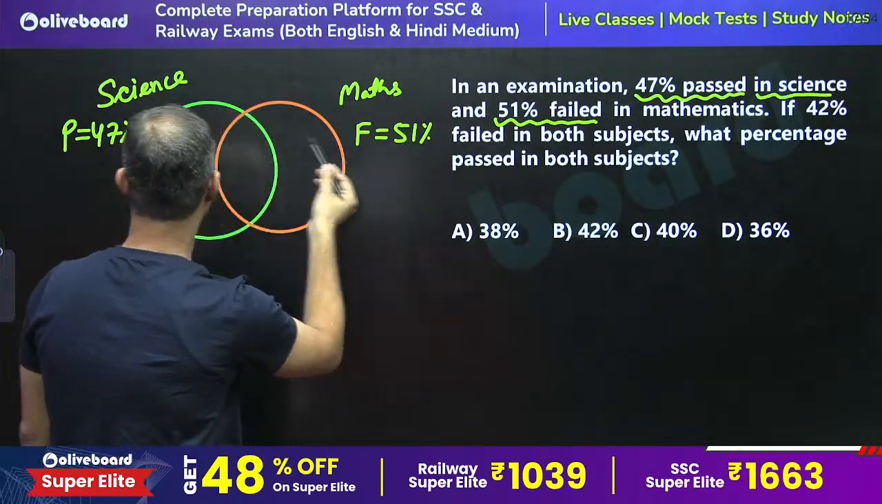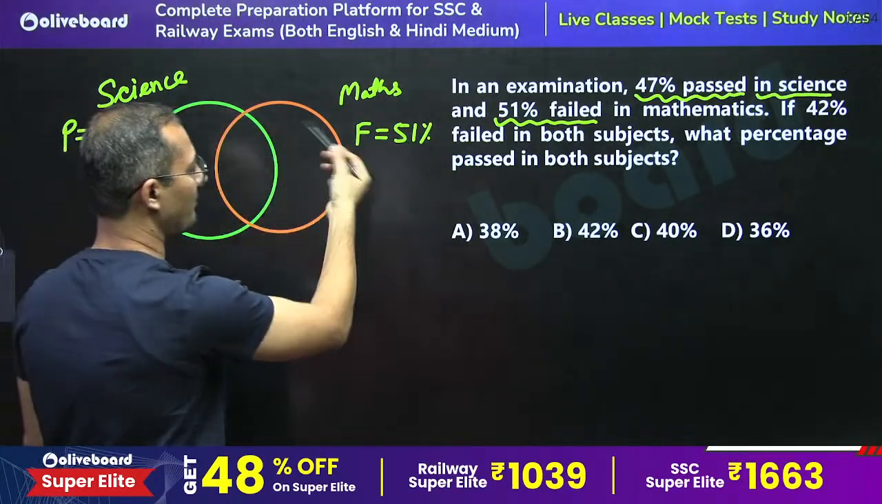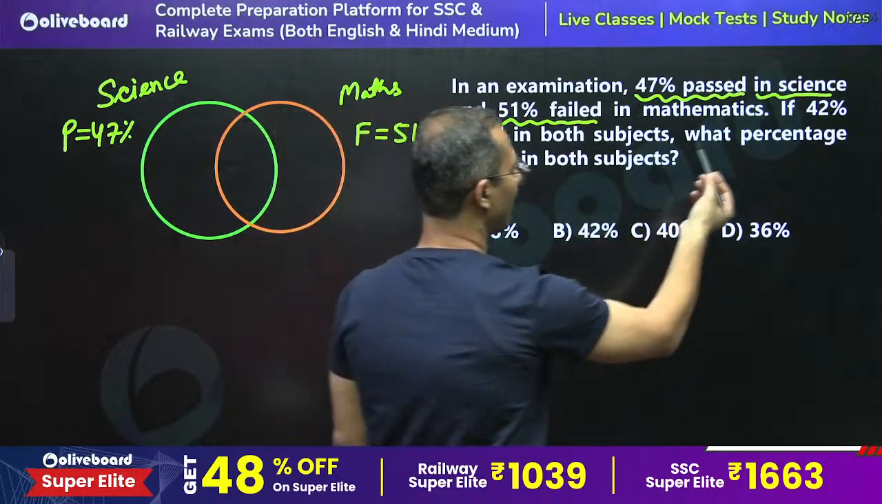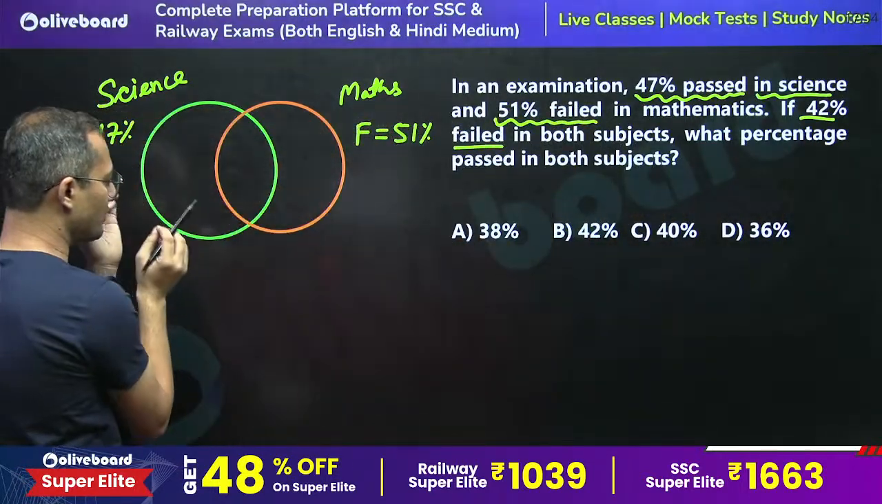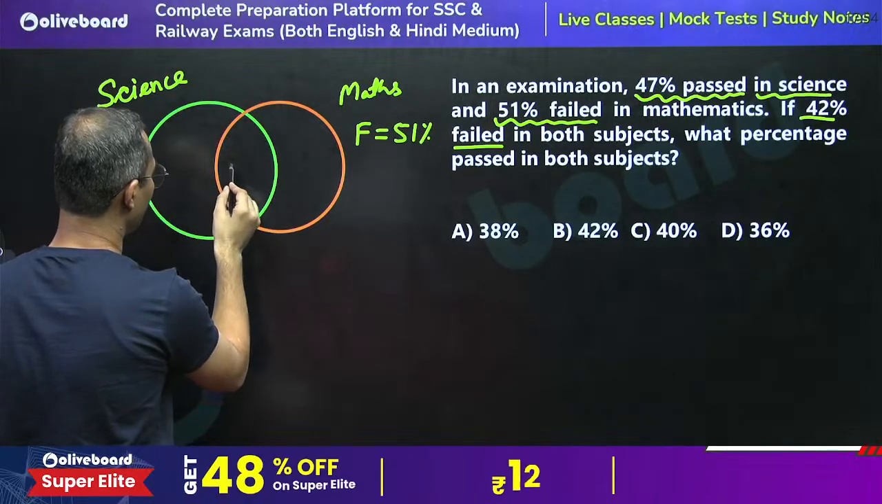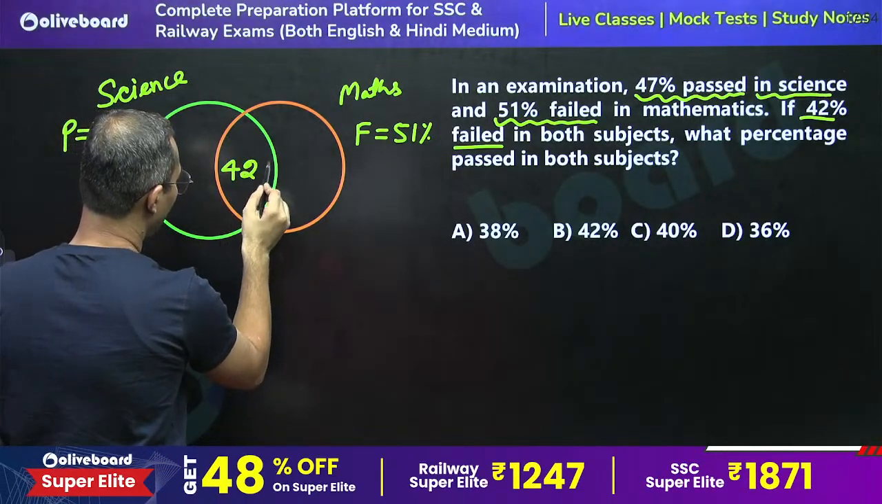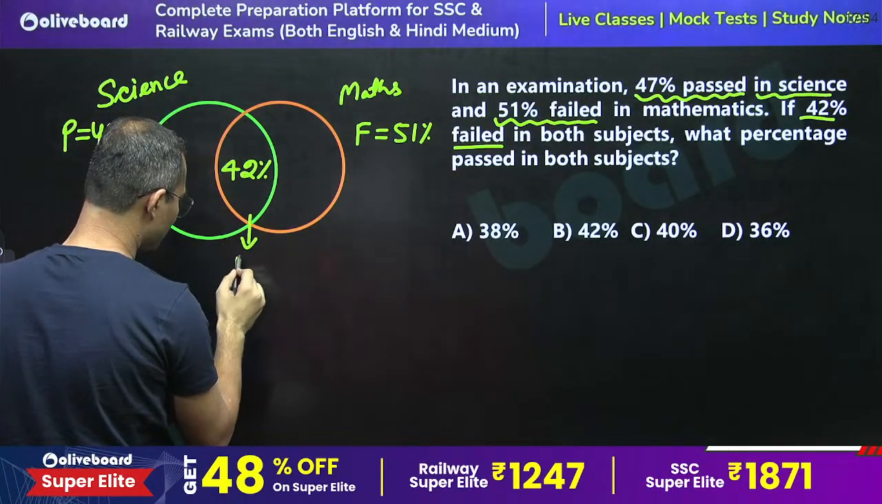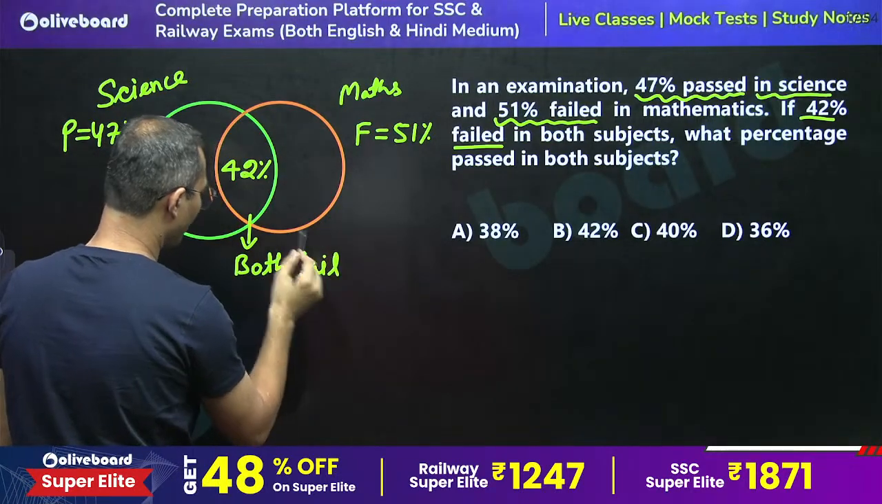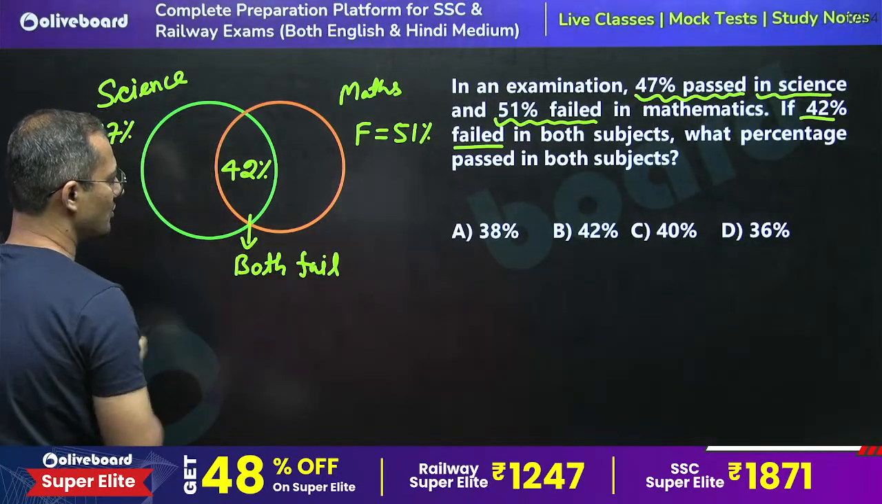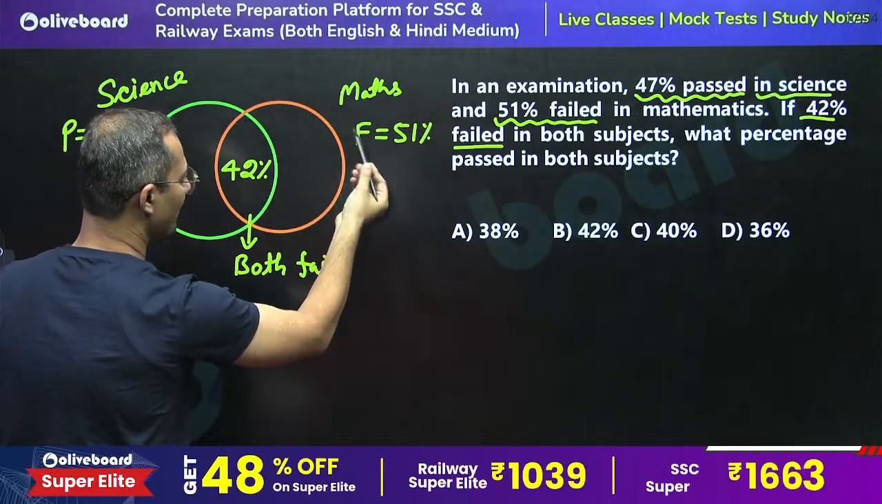51%. Okay, so for science we have pass percentage, for math we have fail percentage, and for both we have 42%. So it depends on the both portion, right? So we have both fail 42%. If both fail, this data is representing both fail. It means we must take both circles for fail, right? So we have mathematics, we have fail for mathematics.